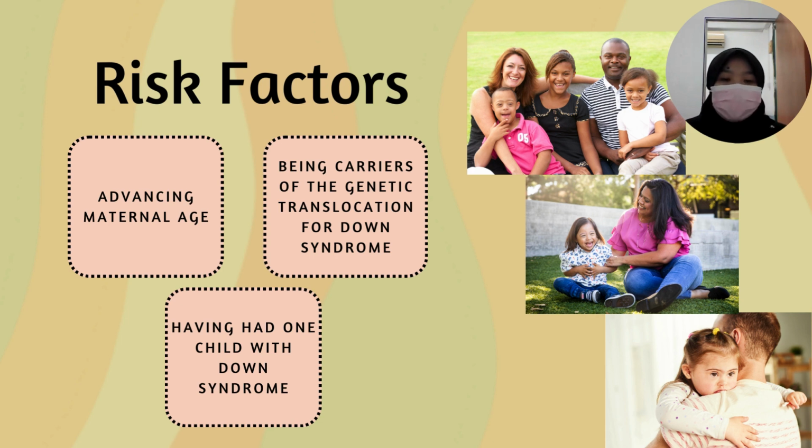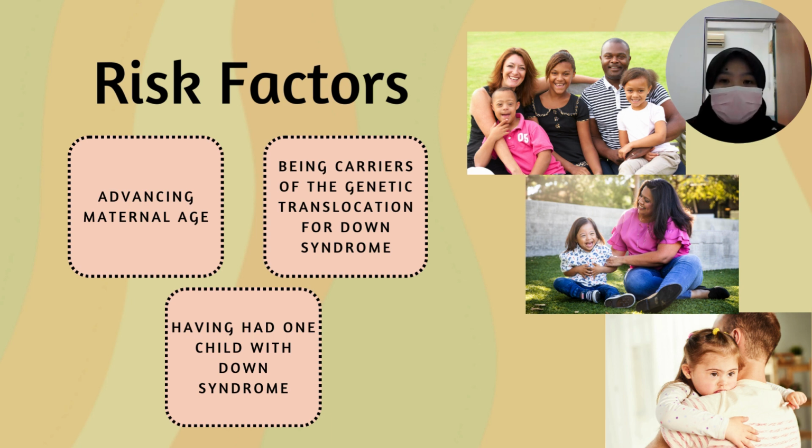However, most children with Down syndrome are born to women under the age of 35 because younger women have far more babies. Another risk factor that might lead parents to have a baby with Down syndrome is being a carrier of the genetic translocation for Down syndrome. Both men and women can pass the genetic translocation of Down syndrome on to their child.